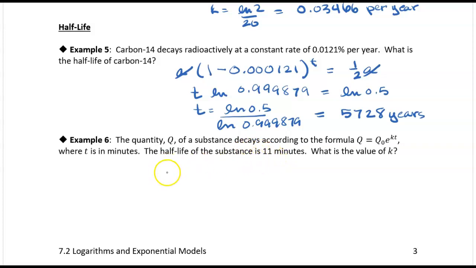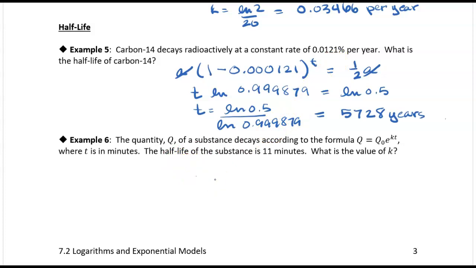All right, number 6. Quantity Q of a substance decays according to this formula, where t is in minutes. The half-life of the substance is 11 minutes. What is its k value? Here we're given the half-life. We're just working backwards. Before, we were given a decay rate and wanted to find the half-life. Here we're given the half-life, and we want to find the decay rate.